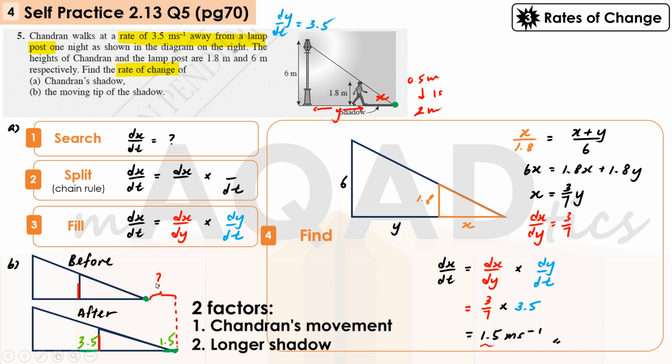Now if you want to find the quantity where the tip goes from here to here, this is only affected by two factors, 3.5 and 1.5 here. So to find the change, it's very easy. We just need to add them up, because these two are the only factors causing the tip to go to the right. So we just add those two together and find our answer. So it's 5 meters per second.